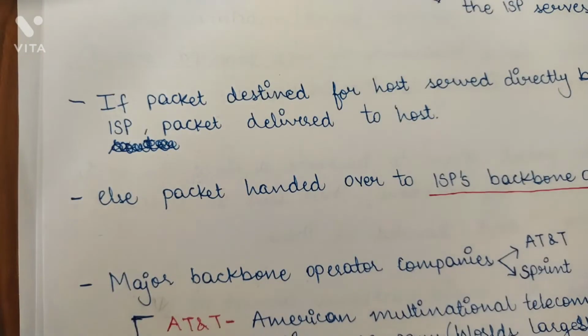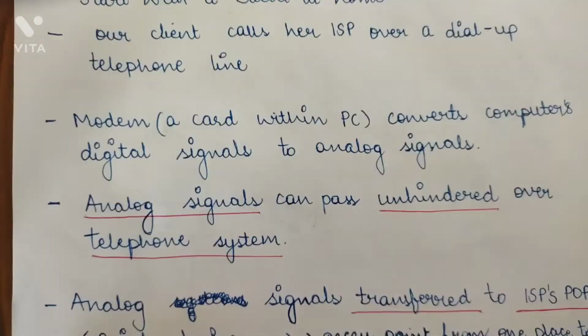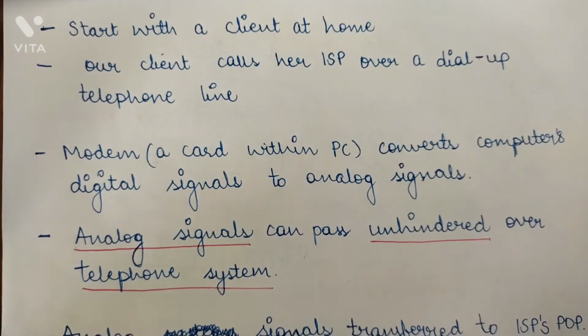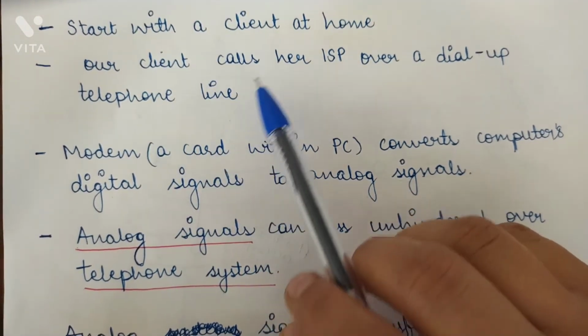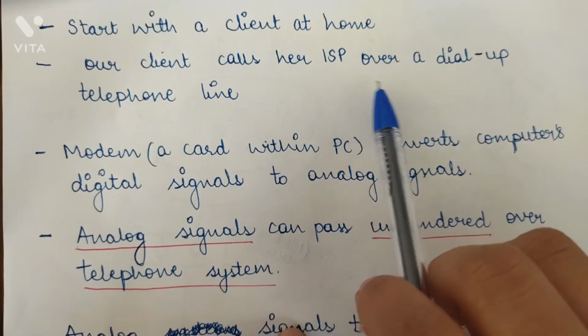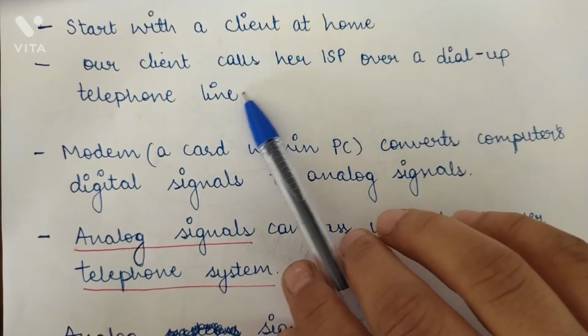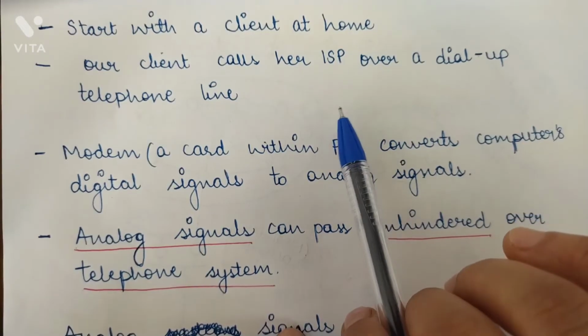Now let's look at this in detail. As I said, we start with a client who's sitting at home and who wants to access the internet. So what our client does, she calls her internet service provider over a dial-up telephone line. So using a dial-up telephone line, you call your internet service provider, right?